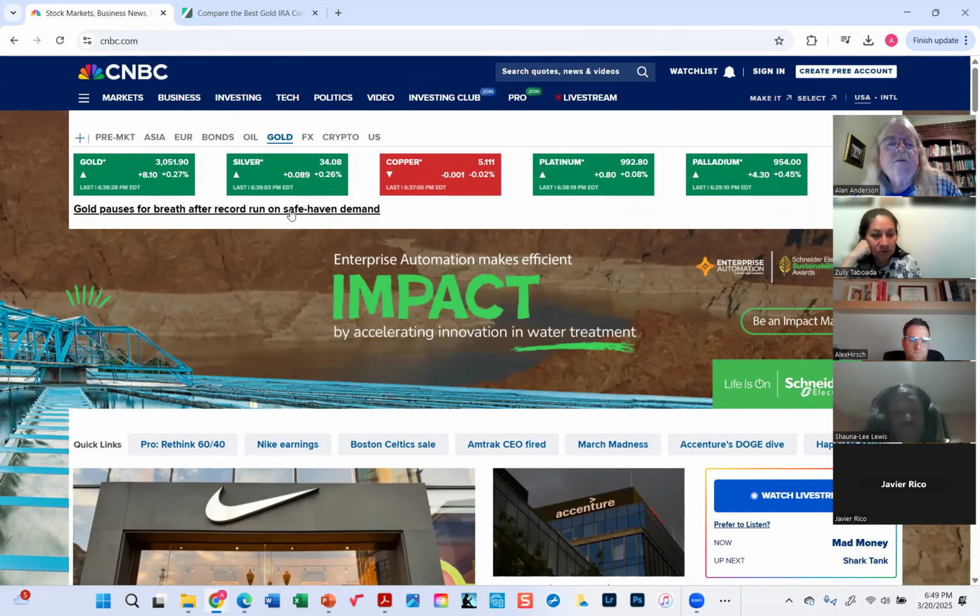But anyway, oh, here it is, right here. Gold pauses for breath after a record run at safe haven demand. A safe haven means that people are getting nervous and they put their money in gold instead of other traditional assets. So it's sometimes called a flight to quality. Wow. So gold and silver went up. Copper is an industrial metal, so it doesn't often go in the same direction. Platinum and palladium are the two white metals, as they're called. And they are typically quite a bit more expensive than silver, but not nearly as expensive as gold. These are all elements. Remember from high school, the periodic table of the elements? That was fun, wasn't it?